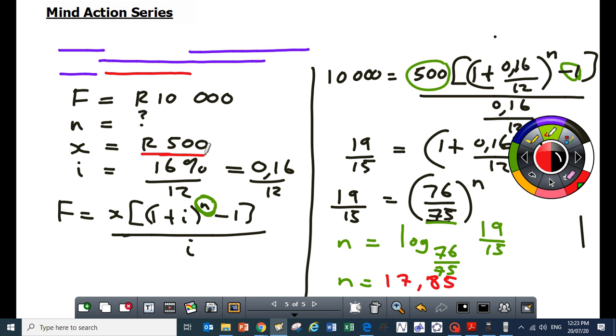Okay, now the 0.85 tells us that the last payment, which is the 18th payment, is not going to be equal to 500 rand, but it's going to be a fraction, 0.85, so 85% of 500. So in total, 18 payments are made. Out of those 18, 17 are full payments of 500, but the final payment is going to be about 85% of 500. Okay, so here we need to say, therefore, n is going to be equal to 18 payments.